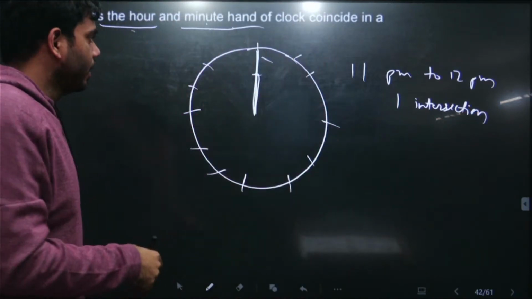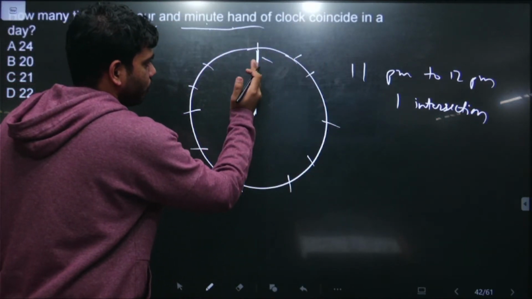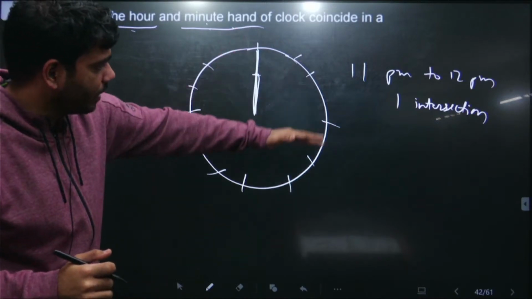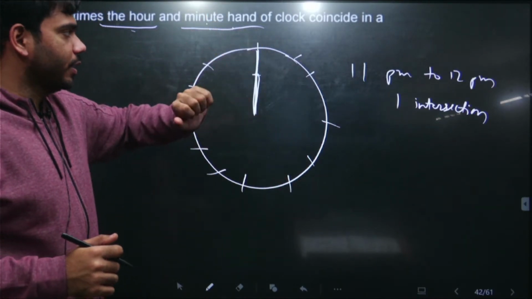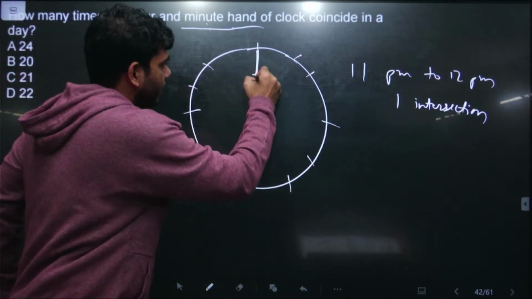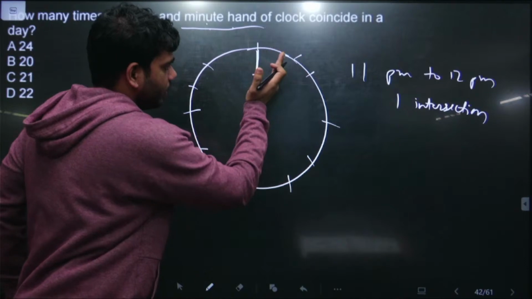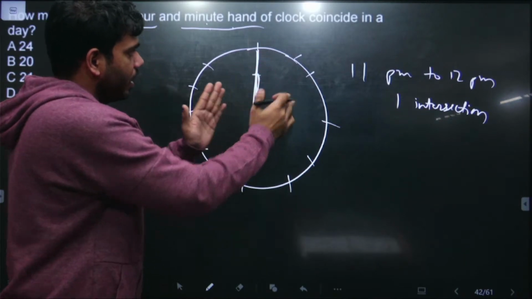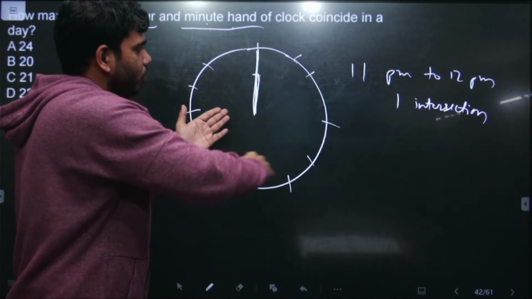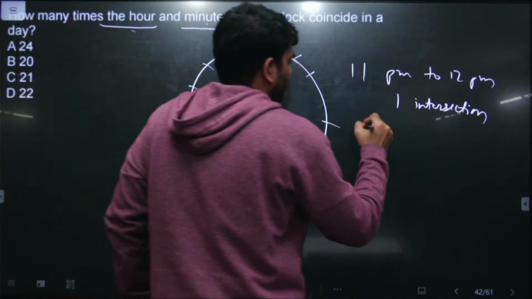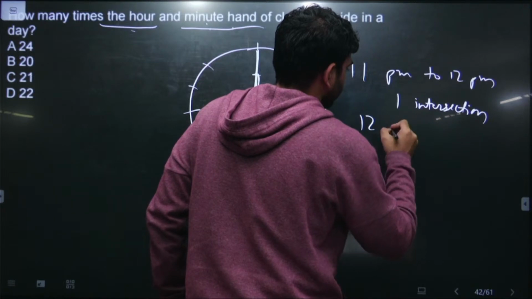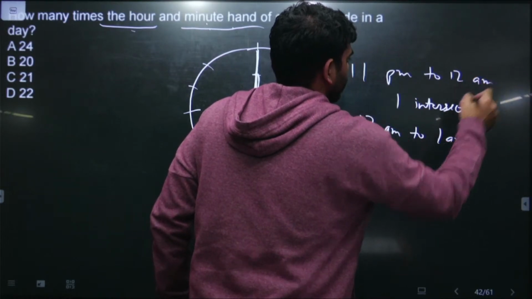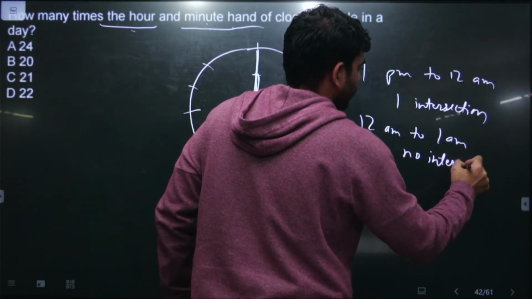अब 12 to 1 में जाएंगे. The hour hand will move slowly from 12 to 1, and the minute hand will move fast compared to the hour hand, and will again complete a complete revolution, and there will be no intersection. होगा क्या कि the hour hand will move slowly, and just after midnight 12 the minute hand will overtake the hour hand, and there will be no intersection from 12 AM to 1 AM. There is no intersection.